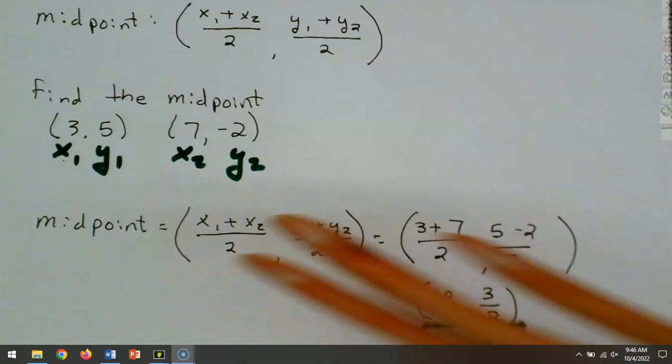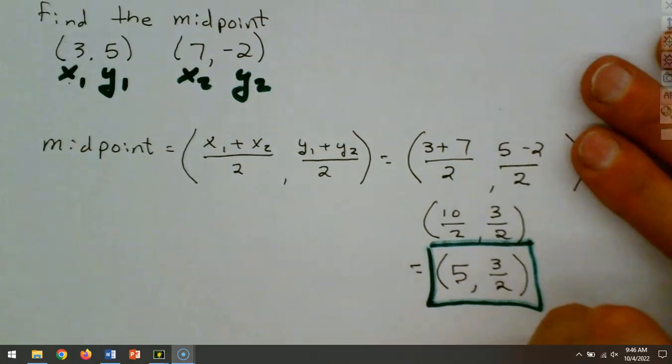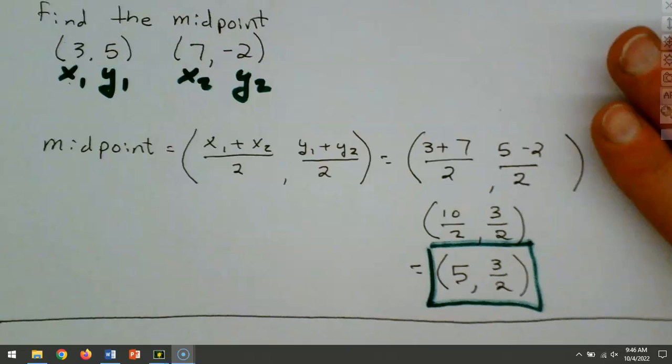So the midpoint is going to be an ordered pair. Very important when you work these out, make sure you get them in the correct order. You add the x's together, divide by 2. Add the y's together, divide by 2. One more of these, and then we'll look at the distance formula.